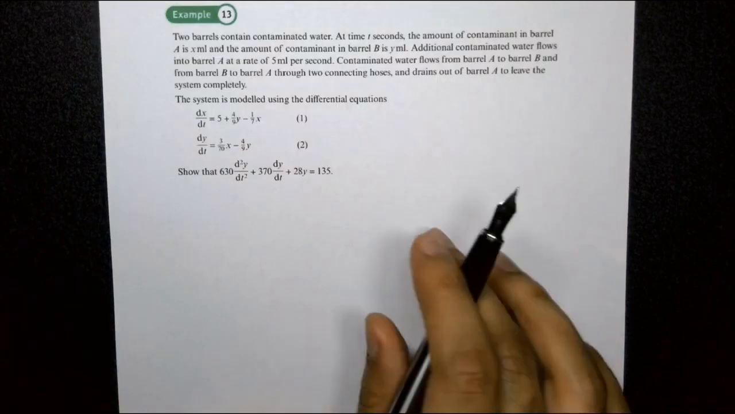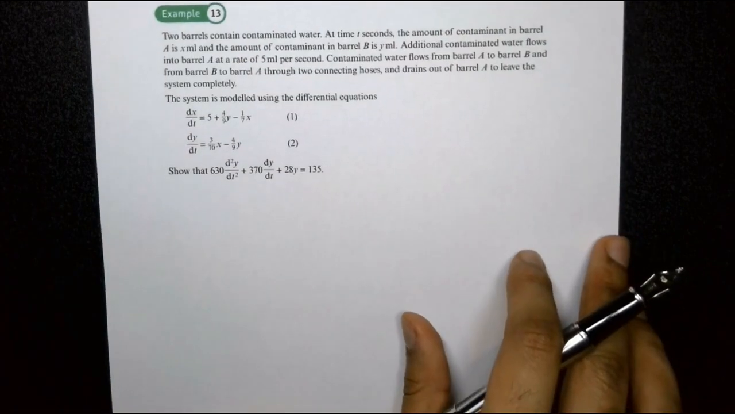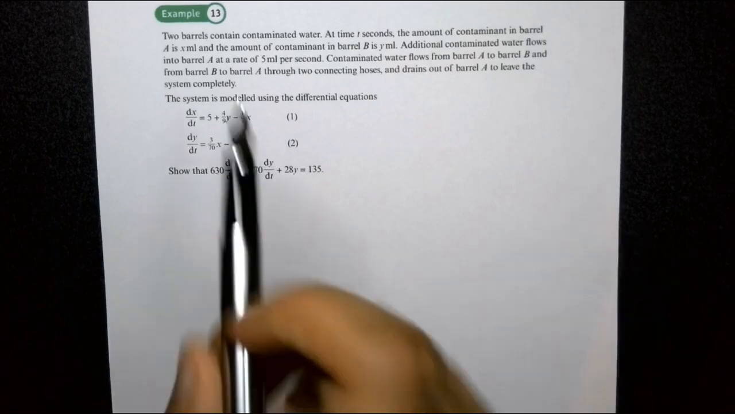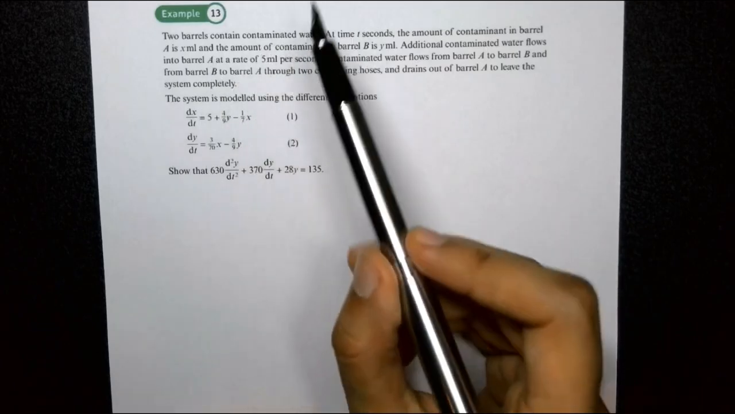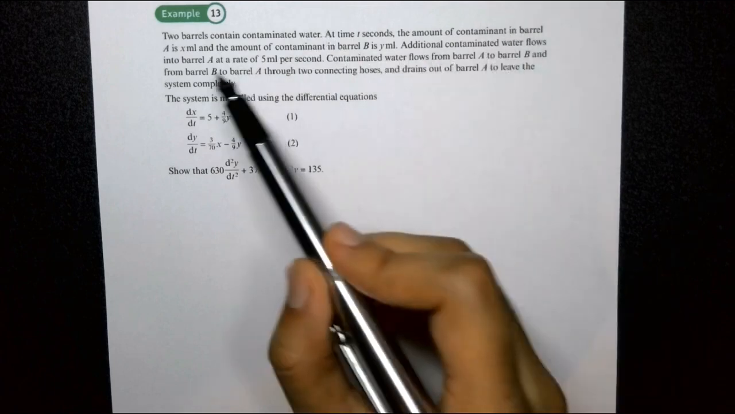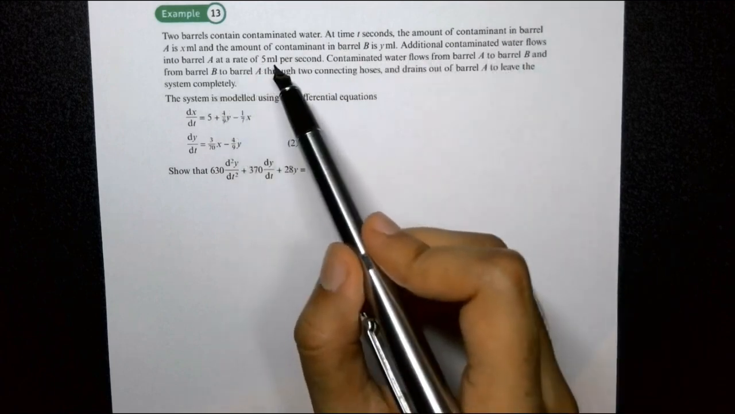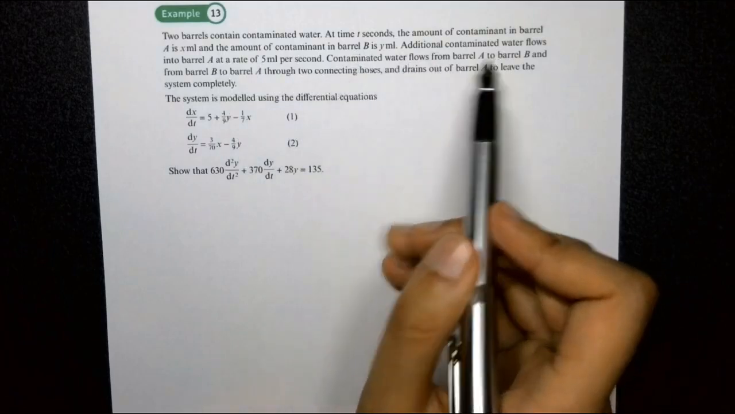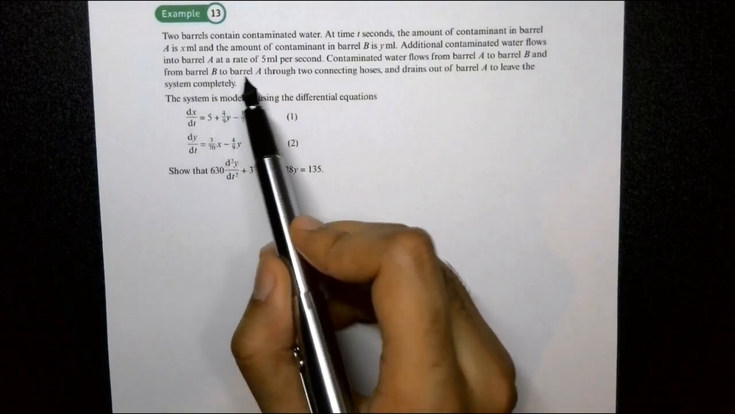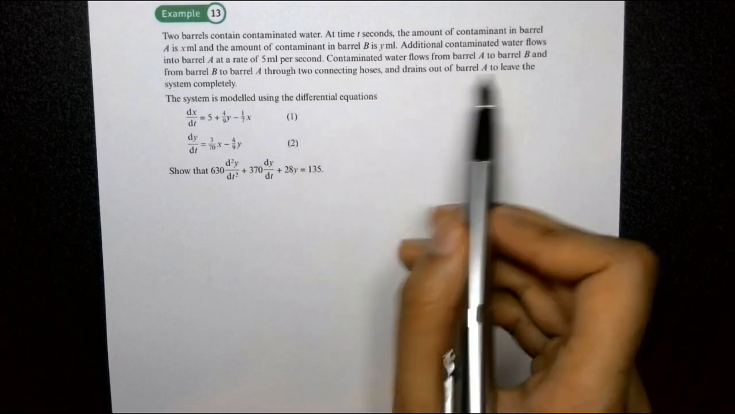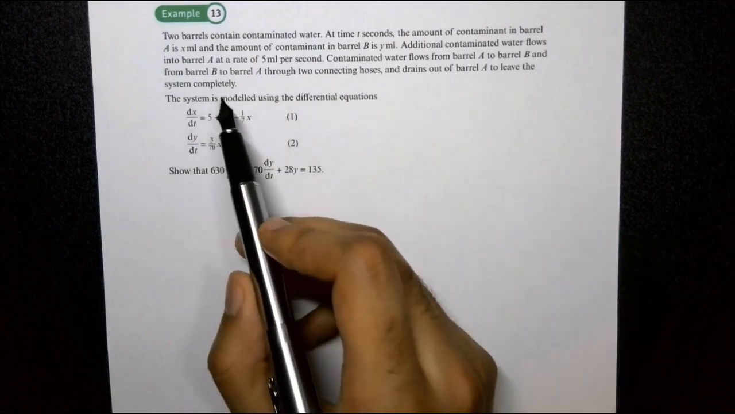Example number 13. Two barrels contain contaminated water. At time t seconds, the amount of contaminant in barrel A is x milliliters and the amount of contaminant in barrel B is y milliliters. Additional contaminated water flows into barrel A at a rate of 5 milliliters per second. Contaminated water flows from barrel A to barrel B and from barrel B to barrel A through two connecting hoses, and drains out of barrel A to leave the system completely.